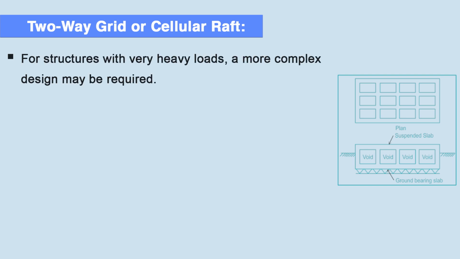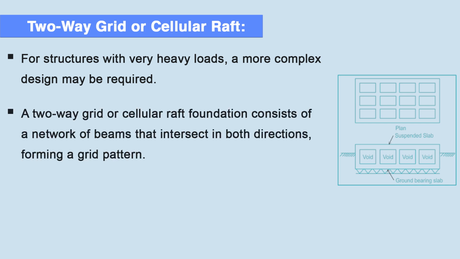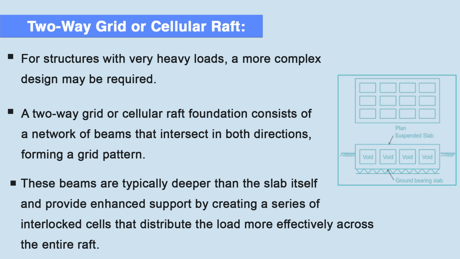Then the next is two-way grid or cellular raft. For structures with very heavy loads, a more complex design may be required. A two-way grid or cellular raft foundation consists of a network of beams that intersect in both directions, forming a grid pattern. These beams are typically deeper than the slab itself and provide enhanced support by creating a series of interlocked cells that distribute the load more effectively across the entire raft.